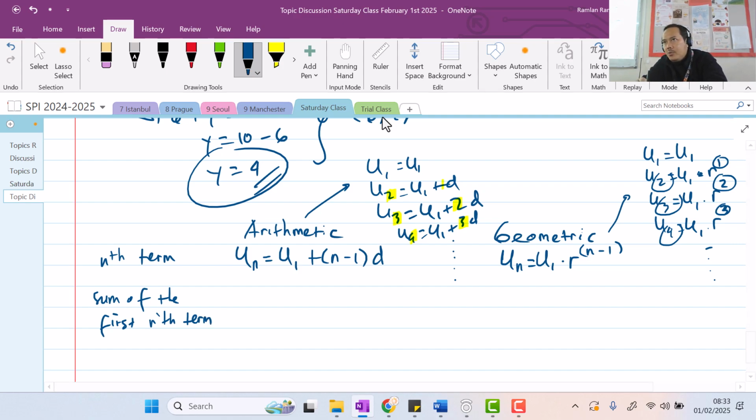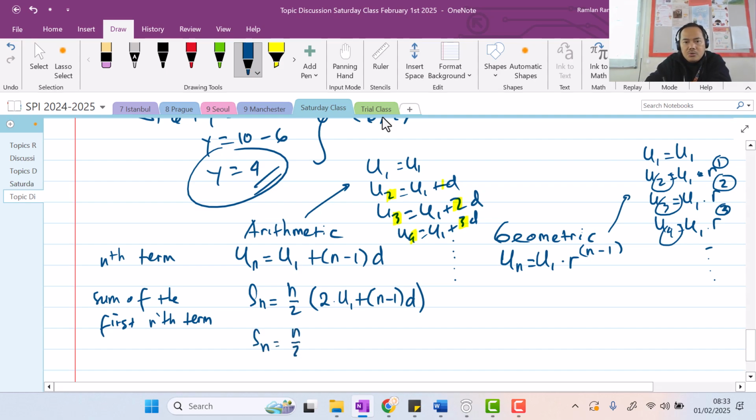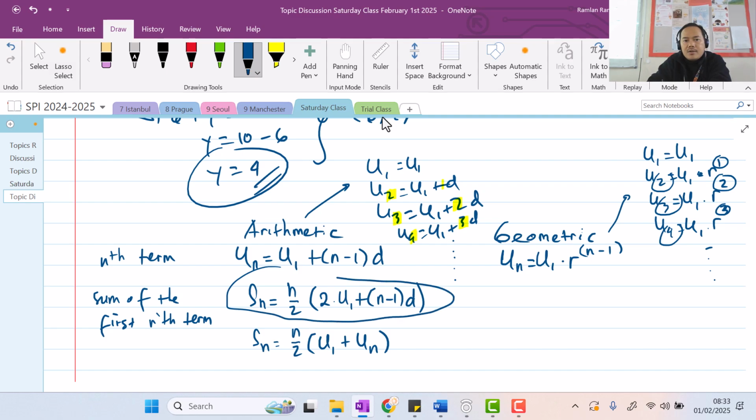Now, the next one is what we call the sum of the first nth term, yeah? So in arithmetic, we can actually have 2, geometric actually 1, but you can have 2. But I'm going to just write down the formula. The first one is Sn equals n over 2 bracket 2 times the first term plus n minus 1 times the common difference. Actually, we have another one, which is n over 2 times u1 plus un.